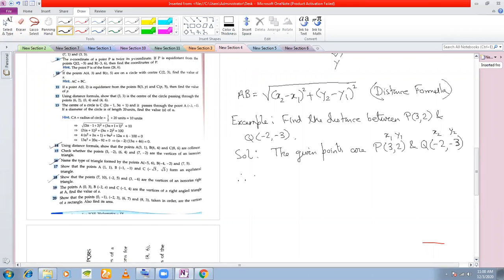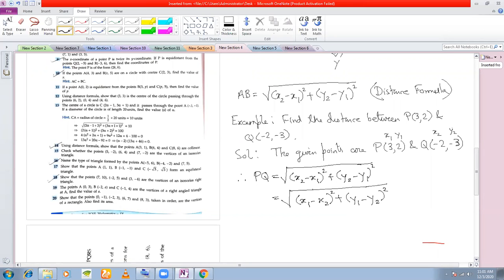So therefore, the distance PQ will be root over of (x2 minus x1) square plus (y2 minus y1) square. And I told you that you can write this formula in this manner also: (x1 minus x2) whole square plus (y1 minus y2) whole square. Whether you write y2 minus y1 or y1 minus y2, it's the same thing, because there's a whole square, this is a perfect square here. So you can write it any way you want.